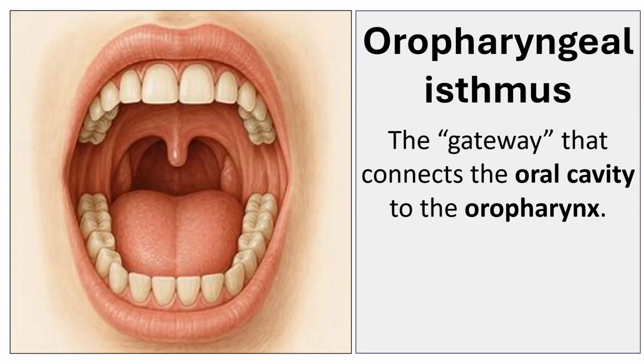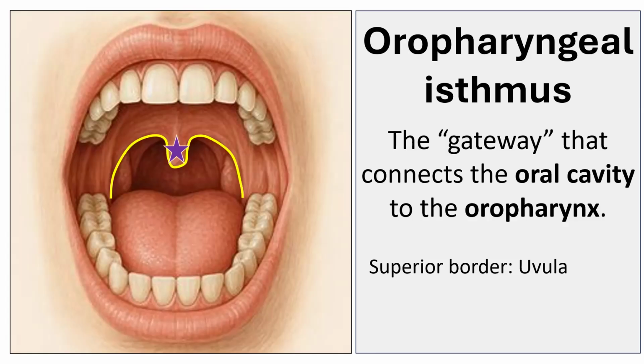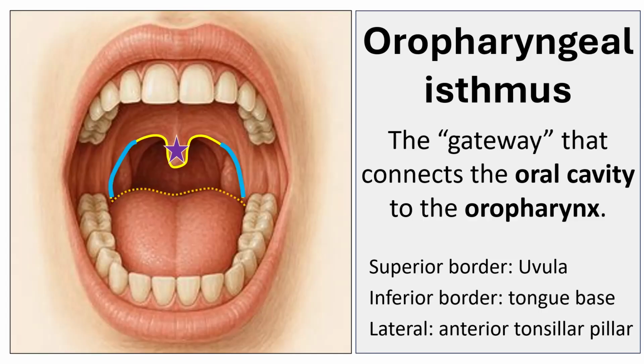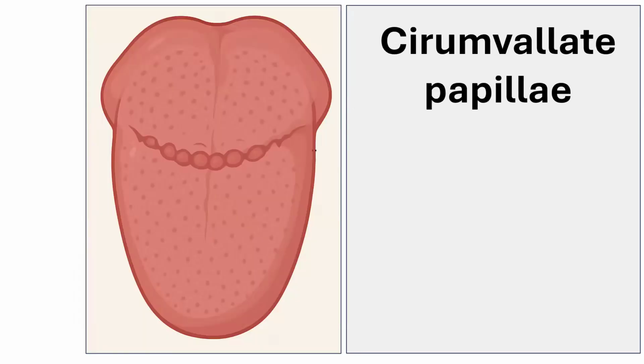So as said, it is the gateway connecting oral cavity with oropharynx, and the superior border is formed by the uvula of the soft palate, the inferior border by the tongue base, more specifically by the circumvallate papillae, and I'm going to talk about those on the next slide. And then the lateral border is formed by the anterior tonsillar pillars. And when we have anterior tonsillar pillars, we also have posterior ones, of course, but more about that later. For now, it suffices to understand the anatomy of the oropharyngeal isthmus.